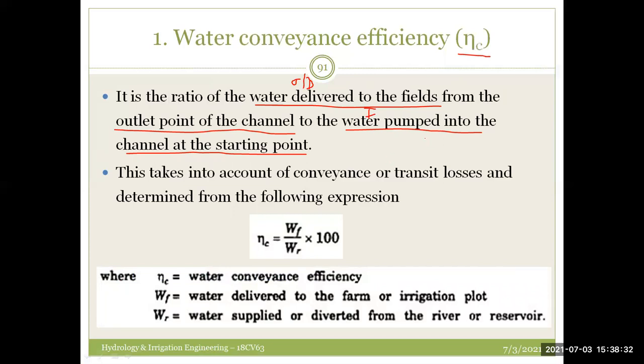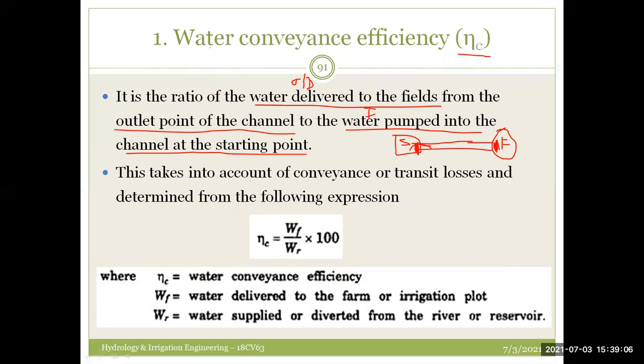For example, if this is the source, from this source you are withdrawing water and supplying it to the agricultural field. So this is the source and this is the field, and you have a channel here. It is the ratio of water delivered to the field to the water pumped in the channel at the start. This is the starting point of the channel. So water pumped at the starting point into the channel, and water delivered.